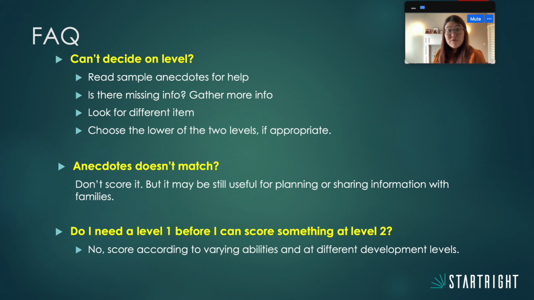The next one, we look for a different item. If you cannot find which level it is, maybe it's not even that category. Okay? Next one is choose the lower of the two levels. Let's say they are stuck between two levels and you're not sure which one it is, choose the lower level if you are not sure.